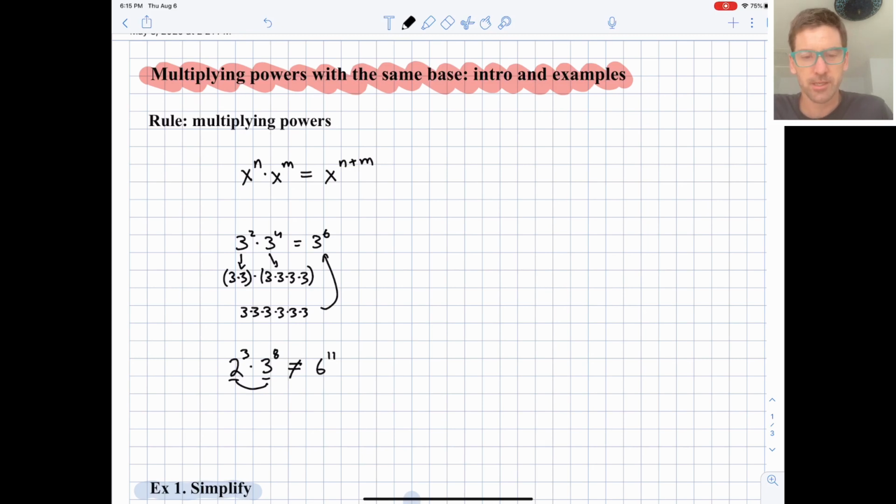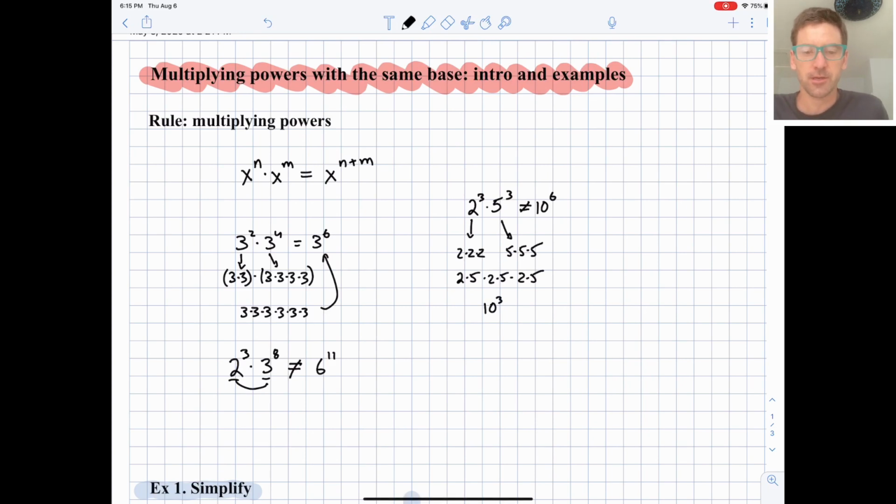Let's try something like this: 2 to the third times 5 to the third. Okay, so it's not going to be 10 to the sixth, but let's see what it might be. So this is 2 times 2 times 2, and this is 5 times 5 times 5. And can you see some rearranging, some grouping we can do? We can interweave the 2's and 5's. So we have 2 times 5, 2 times 5, 2 times 5. So it's going to be 10 to the third.